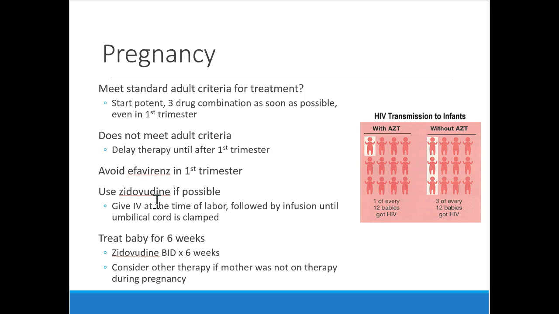As a prophylactic measure, you do treat the baby for 6 weeks after that. You use oral zidovudine twice a day for 6 weeks. And then if the mother was not on any therapy during pregnancy, so if they had an uncontrolled HIV infection or had a high viral load, you might want to be more aggressive than that. But basically, a single drug therapy as prophylaxis is usually effective enough to just cover all your bases.